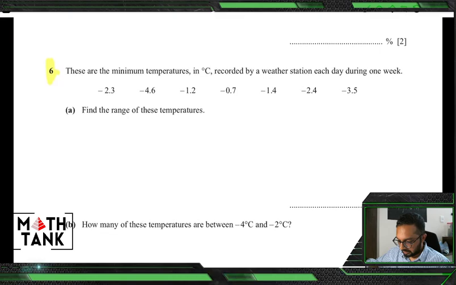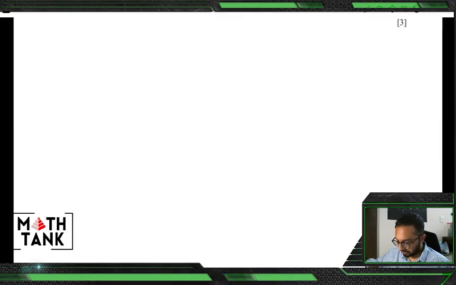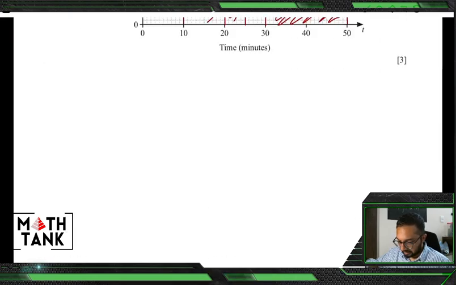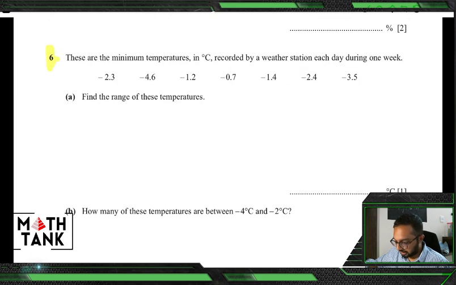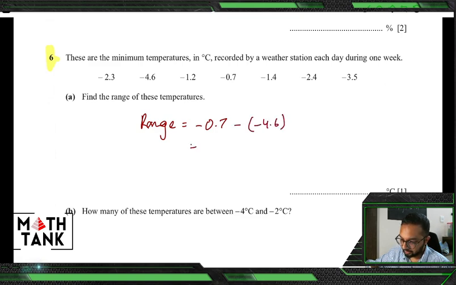Okay, let's look at another question. I hope there wasn't a follow-up question. This says these are the minimum temperatures in degrees centigrade recorded each day during 1 week. Find the range. So the range is again the highest minus the lowest. What is the highest temperature? All of these are negative, so you need to see the smallest negative, and that I think is minus 0.7. What's the lowest? It's minus 4.6. So minus 0.7 plus 4.6 gives me 3.9.